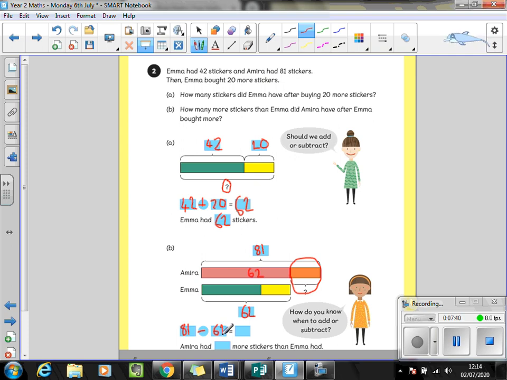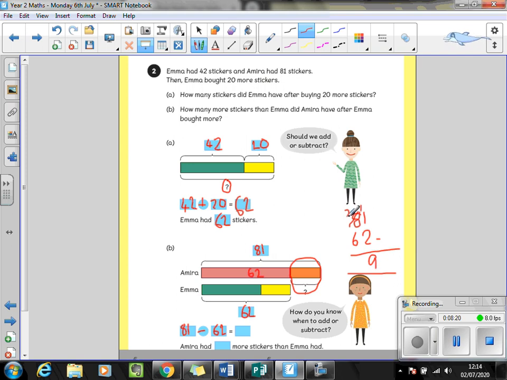Now the strategy I would expect you to use for this one, and is potentially the most efficient, is column subtraction. So I'm going to model it here, but this is where we have to rename and regroup. So we've got 81 take away 62. Now just as a quick reminder for those of you who need it, start with our ones column. 1 take away 2. Can that be done? It can't, can it? So we're going to regroup the tens to become 7 tens and borrow 1 ten. So our new step will be 11 take away 2, which of course is 9.